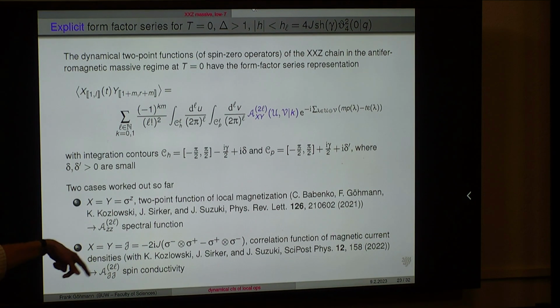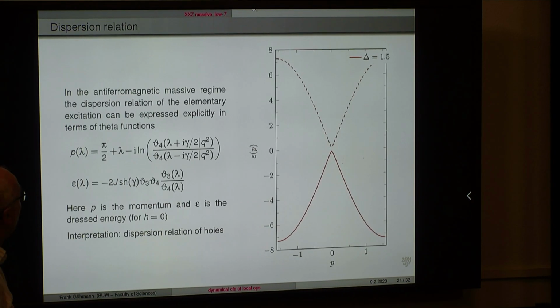And this was published with my colleagues in two papers. And let's see how the result looks. Now I just describe the result and show you some pictures, right?